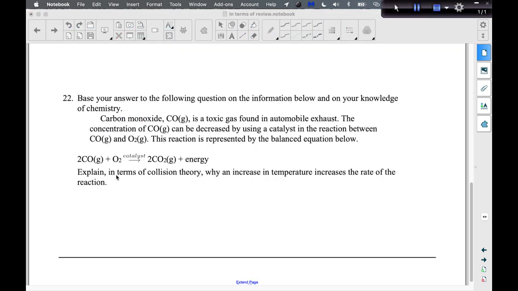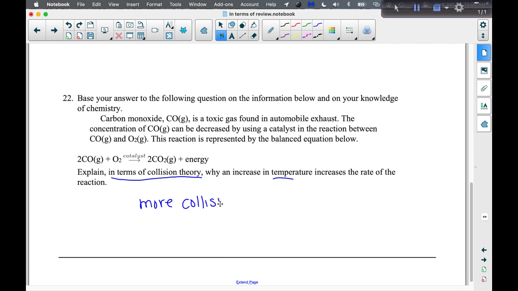Next question says, in terms of collision theory, why an increase in temperature increases the rate of reaction. Remember, anytime we increase the temperature, there will be more collisions. And so that would mean that there will be more effective collisions.